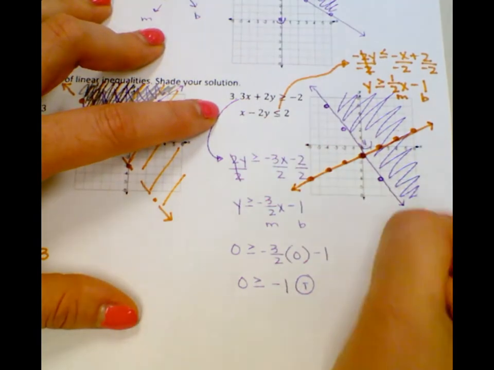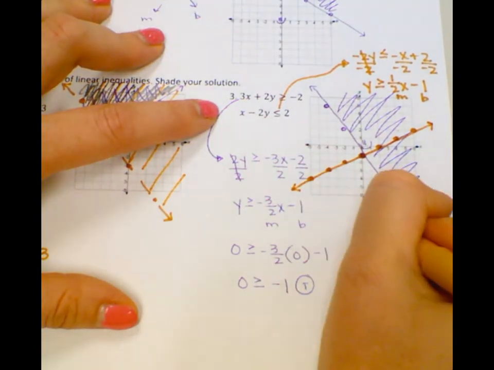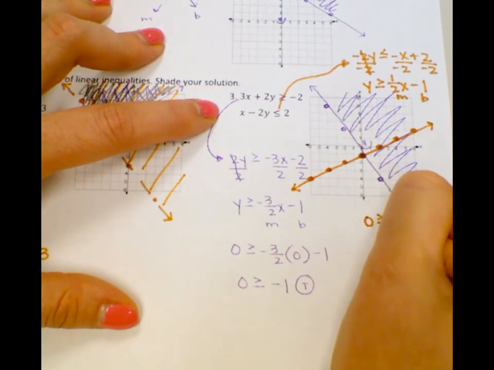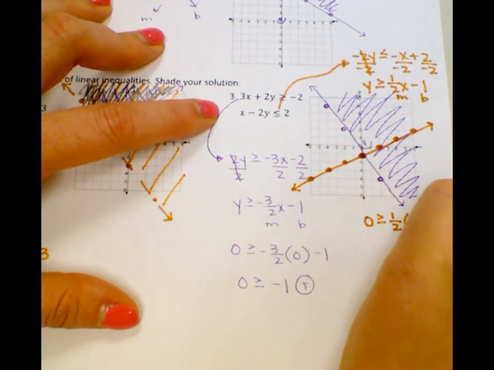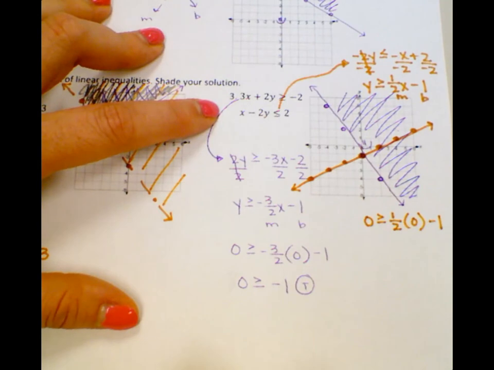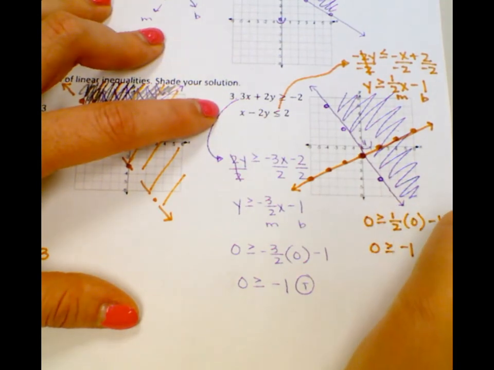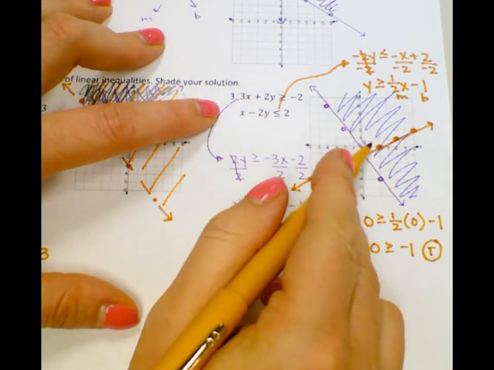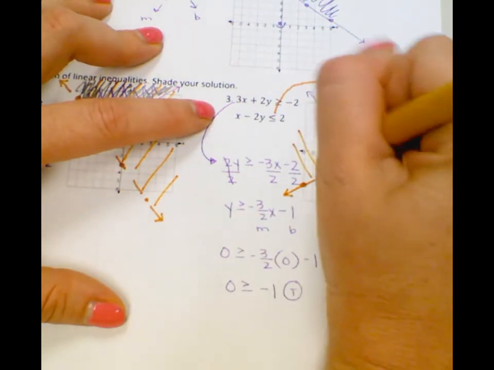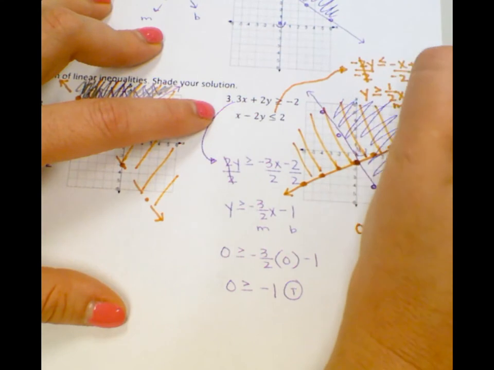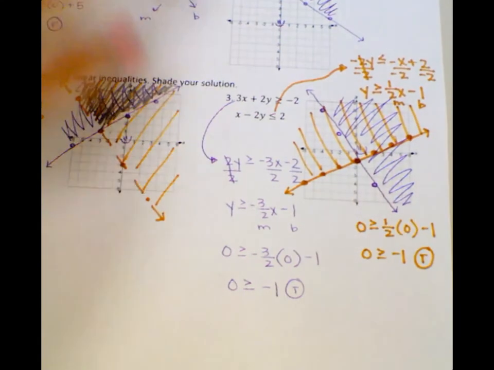I am going to check the 0, 0 again, but I'm going to put it down here. So I'm going to plug 0 in for y, 0 in for x. So is 0 greater than negative 1? Yes, true. So I shade with the smiley face. So with the smiley.